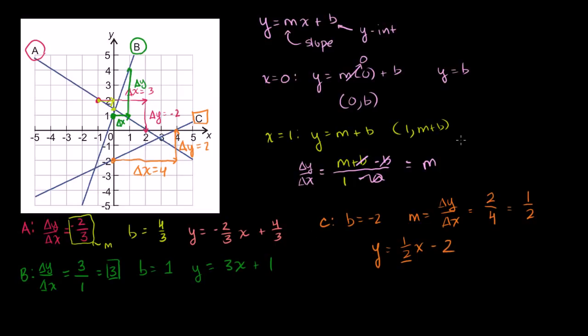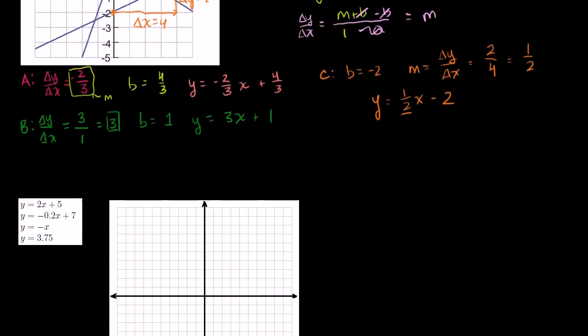And we're done. Now let's go the other way. Let's look at some equations of lines, knowing that this is the slope and this is the y-intercept. That's the m, that's the b, and actually graph them. So let's do this first line. I already started circling it in orange.